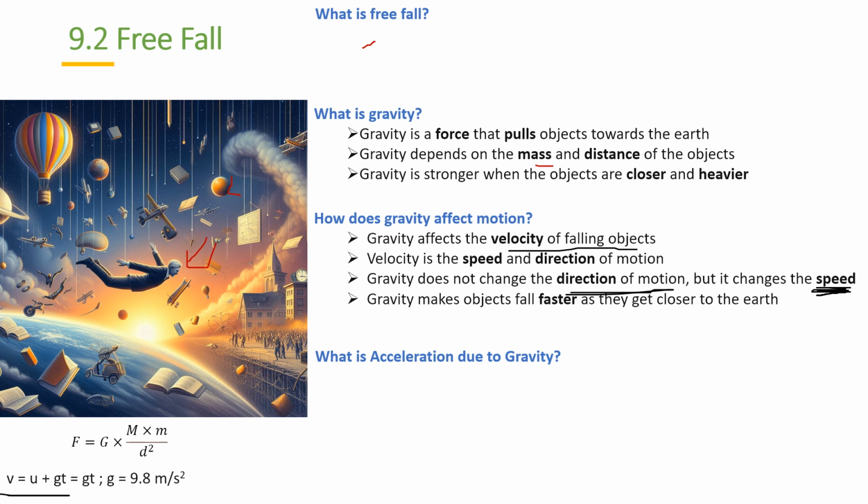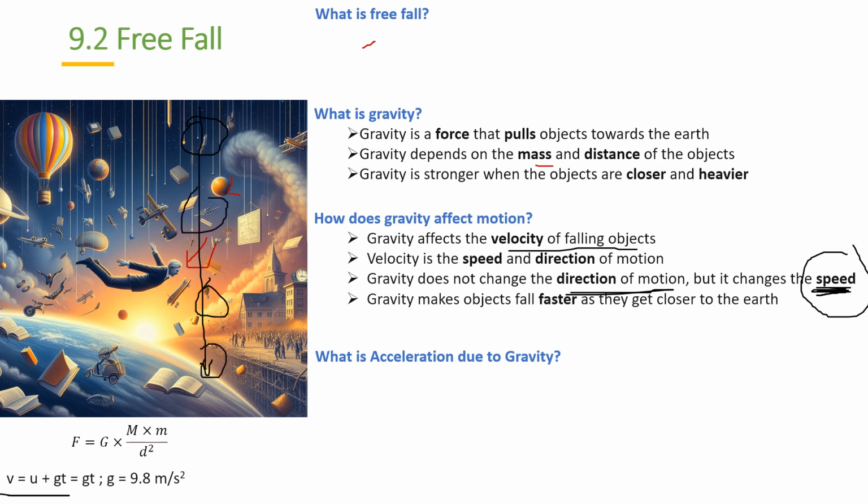Why? Because gravity changes the speed. If the object is falling from here, it can be speed 1 here, speed 2 here, speed 3 here, speed 4 here.